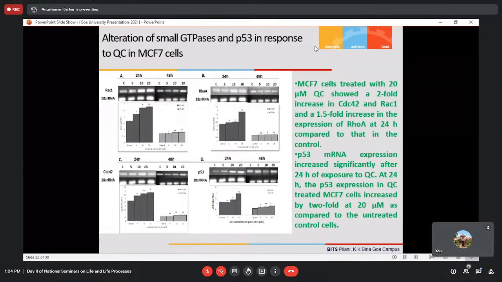So this is the expression of RAC, Rho, CDC42, which I was telling you is so important. It modulates the cell physiology and cell morphology. Everything is modulated through these small GTPases. We have done these expression pattern analyses through RT-PCR, and you can see how the expression pattern is getting changed for RAC, Rho, and CDC42 at the mRNA level, and we have also done it for P53. We looked at how P53 is regulated after exposure to quinacrine.